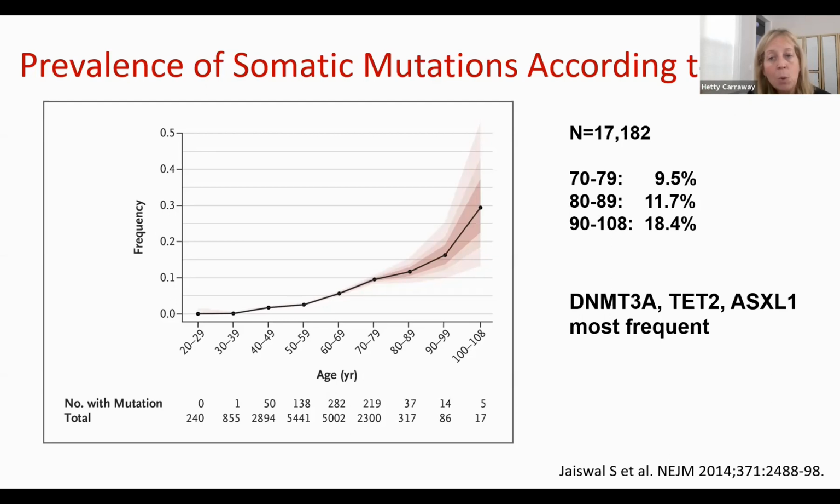You can see that for the patients that were older, 70 to 79 versus 80 to 89 versus 90 to 108, there was an increasing likelihood of detecting these mutations. And the most frequent mutations that were seen were DNMT3A, TET2, and ASXL1. And I'll refer to these in the future as DTA mutations.